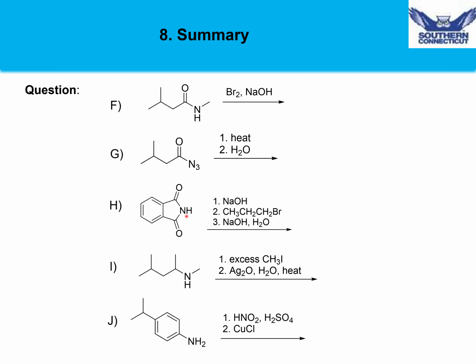Next, we're going to add base to the phthalimide, followed by an alkyl halide, a primary alkyl halide, and then finally hydrolysis conditions, which is base and water. In the next reaction, we're going to add an excess of methyl iodide, followed by silver oxide, water, and heat. And then lastly, we're going to add nitrous acid, sulfuric acid, followed by copper chloride.